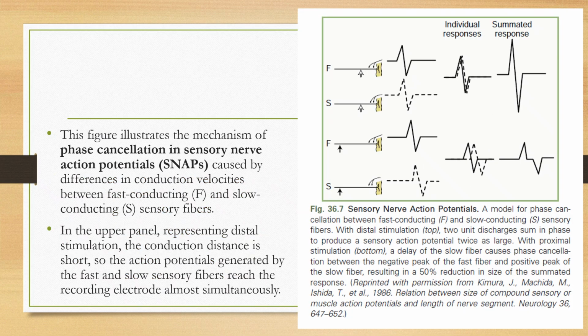In this figure, we can see an illustration of the mechanism of phase cancellation in SNAP caused by differences in conduction velocities among fast and slow conducting sensory fibers. In the upper panel, representing the distal stimulation, the conduction distance is short, so the action potentials generated by fast and slow sensory fibers reach the recording electrode almost simultaneously.